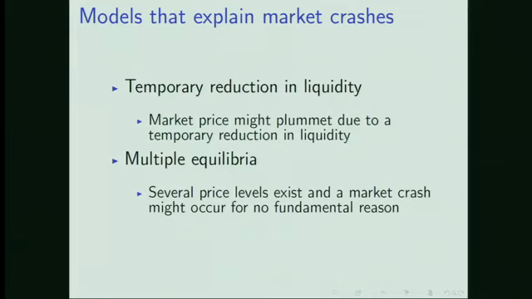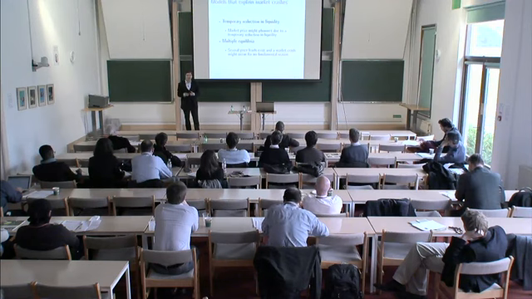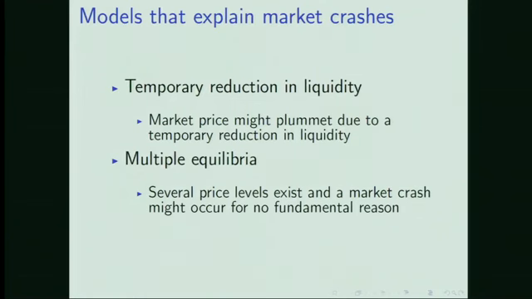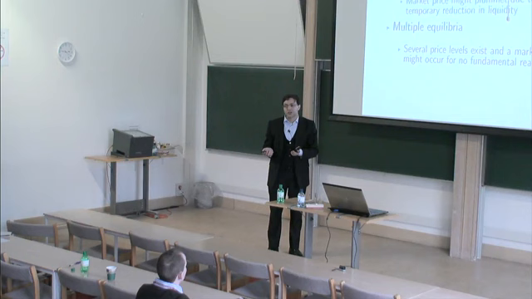All the literature is on market crashes, and there are basically 5 different groups of models for market crashes. I want to briefly describe the main idea behind each group of models. The first group of models is called temporary reduction in liquidity. The idea is that sometimes we have a shortage of liquidity and the price plummets for no reason, just because we have this liquidity issue.